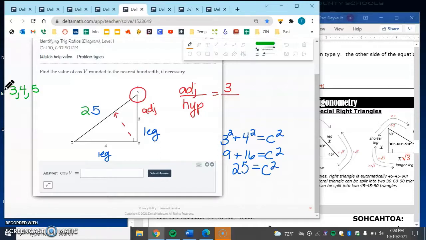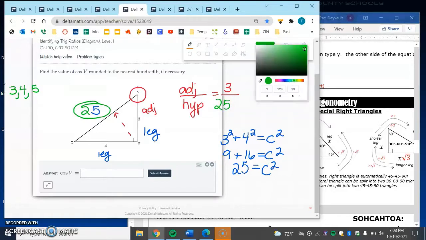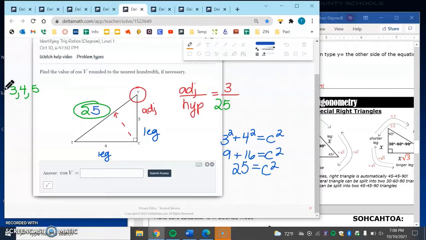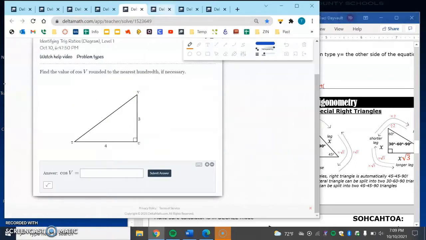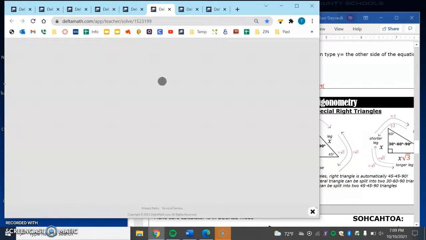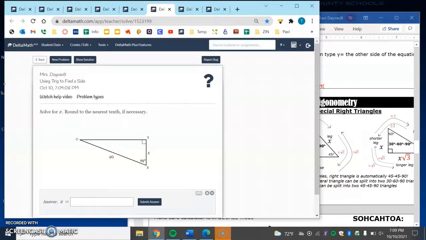Okay, so I did all that to find the hypotenuse, because I need to know the ratio for adjacent over hypotenuse, because that's going to be the cosine ratio of any triangle that is similar to this one. Okay, it says round to the nearest hundredth, so I would just type in 3 over 25, get what that would be as a decimal, and round like it tells us to round.